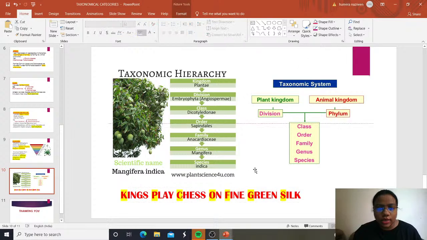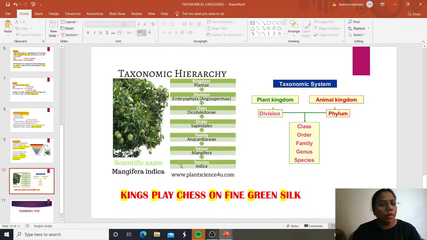Now let us consider a single example. We are taking a basic example, which is mango. The scientific name of mango is Mangifera indica, right? In this name, indica is the species, and it belongs to genus Mangifera. The family is Anacardiaceae. It belongs to order Sapindales, which belongs to class Dicotyledonae. Then it is under division Angiospermae or Embryophyta, and finally it belongs to kingdom Plantae. All the divisions, classes and orders belong to the kingdom Plantae.